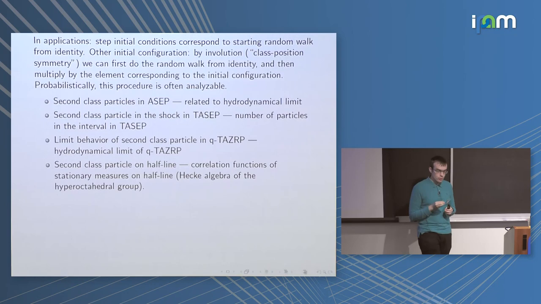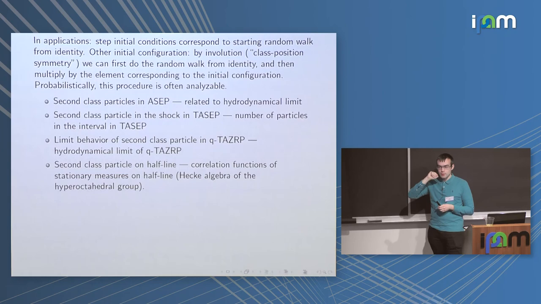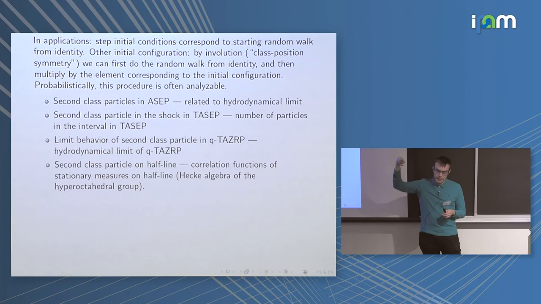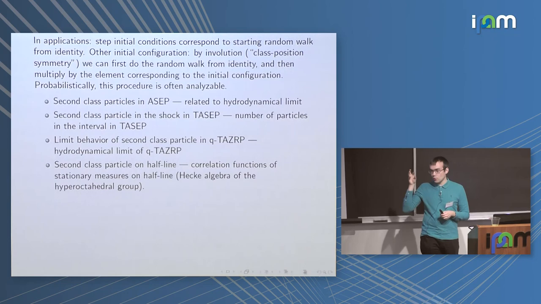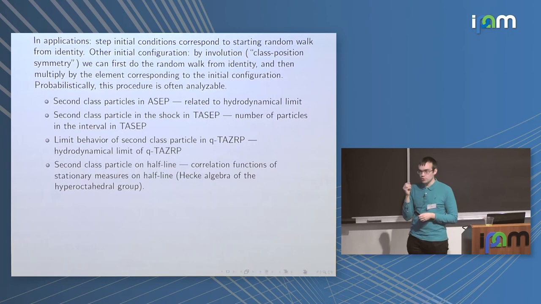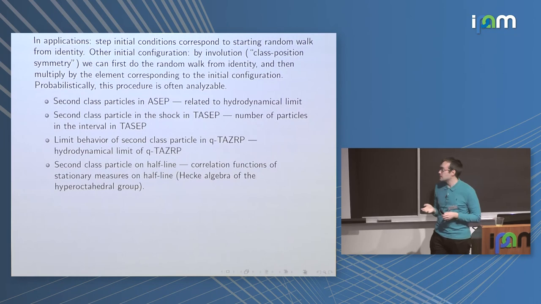Namely, when I apply this involution, I have this reversal of terms. And this means that if I have a simple random walk on the Hecke algebra which starts with some non-trivial element, and then I run it for some time, then after applying the involution, I can say that I first do a simple random walk on the Hecke algebra which starts from the identity, and then in the end, I apply the element of the Hecke algebra which corresponds to the initial configuration. And in probabilistic questions, this can be easier to analyze, because we know quite a lot about step initial conditions.